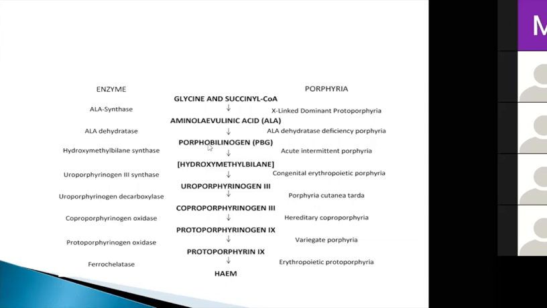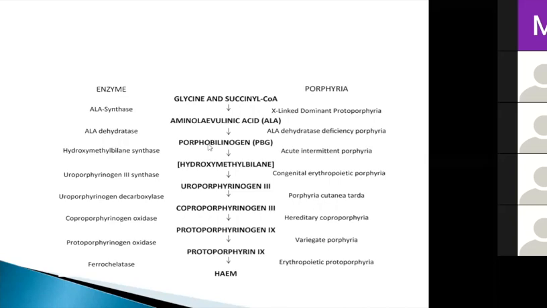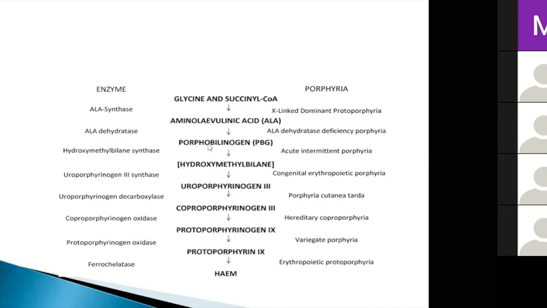So patients with porphyria are usually asymptomatic. They may have mild cutaneous symptoms, but in most cases they are asymptomatic. But if they are exposed to a trigger, they may develop a neurovisceral crisis or an acute porphyria crisis. So what triggers usually do is increase heme requirements.